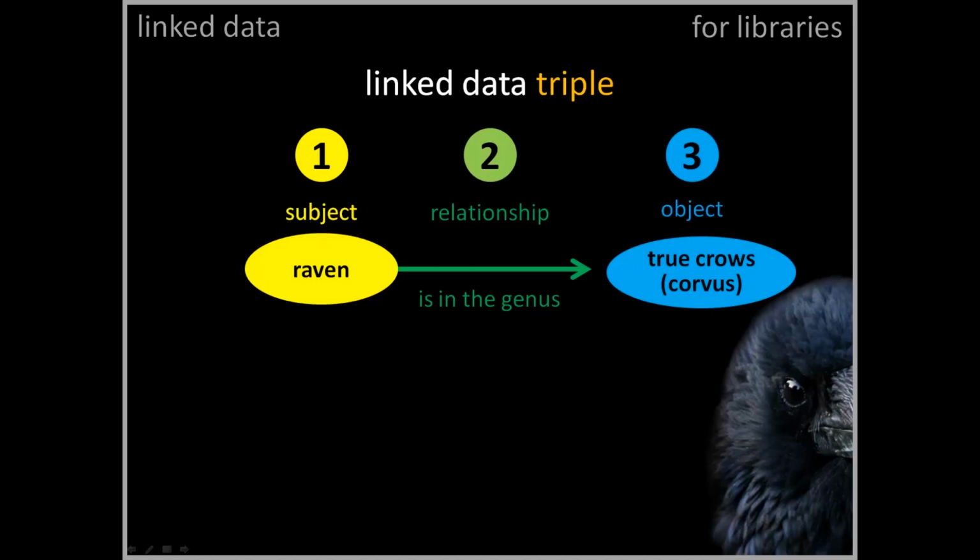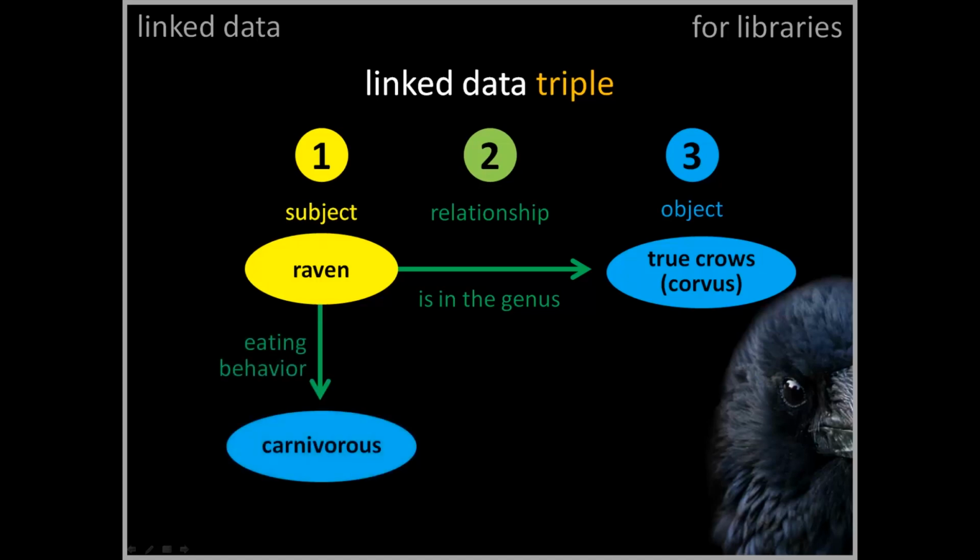An explicit relationship is in the genus, and an object, which is another linked data URI that represents the concept of true crows. A linked data subject can have many objects too. For example, the raven exhibits an eating behavior known as carnivorous. So a URI with the information about carnivorous behavior could also be the object of another linked data triple with raven as its subject. By using many triples related to a subject, a linked data application can pull all kinds of information about it from authoritative sources simply by knowing the URIs for these objects.